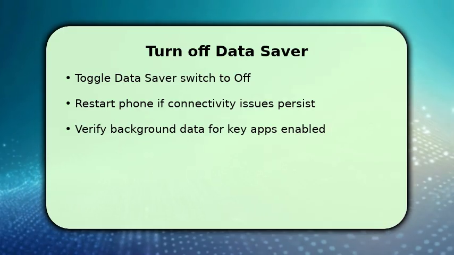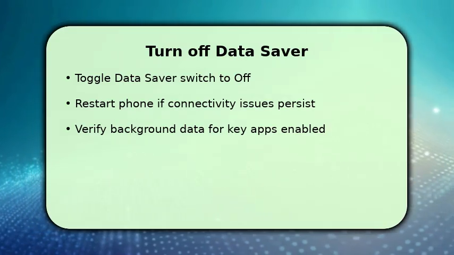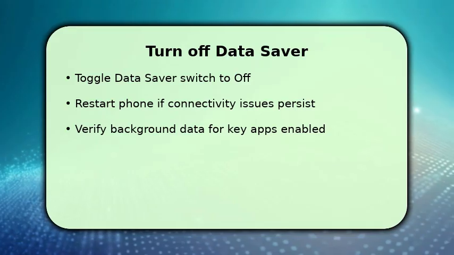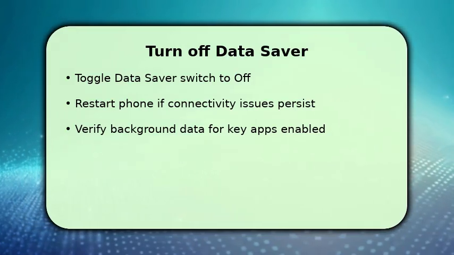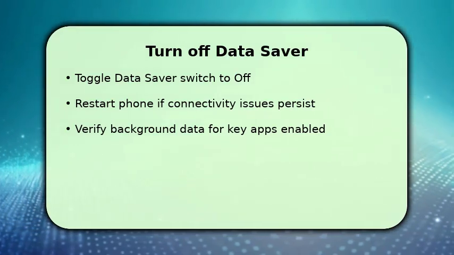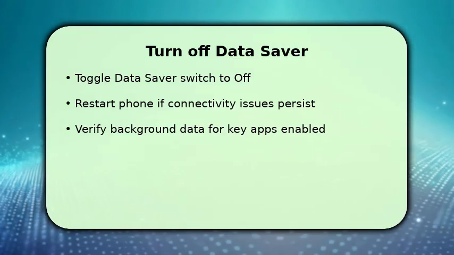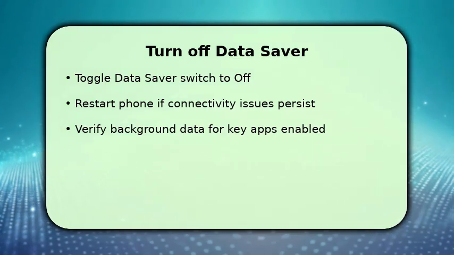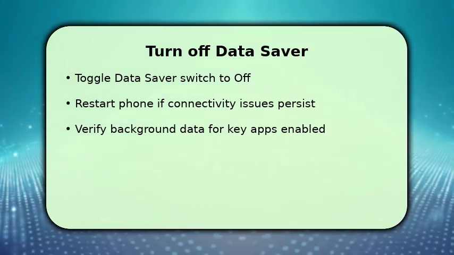If connectivity still seems constrained, restart the phone to refresh network services and carrier settings. One troubleshooting tip: if apps still won't update, check individual app data permissions under Apps and Notifications to ensure background data isn't blocked.